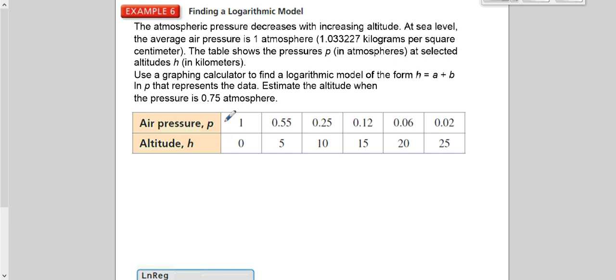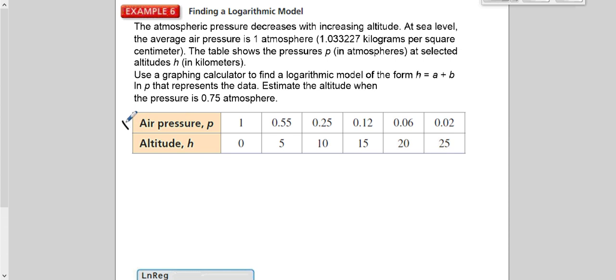Okay, finding a logarithmic model. The atmospheric pressure decreases with increasing altitude. At sea level, the average air pressure is 1 atmosphere. The table shows the pressures P at selected altitudes H. Use a graphing calculator to find a logarithmic model of the form H equals A plus B ln of P that represents the data. Estimate the altitude when the pressure is 0.75. Oh, that was a lot to read.